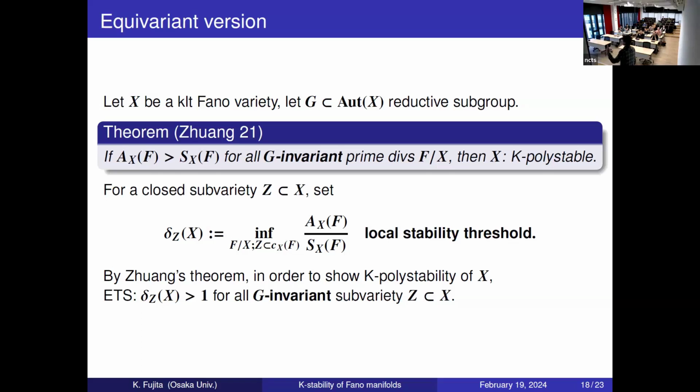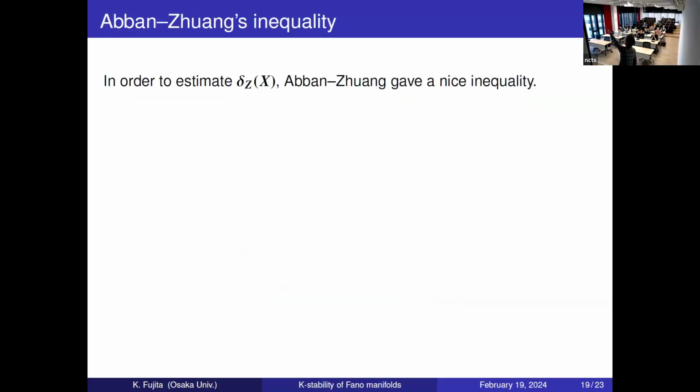It's still a difficult problem, but recently Hamid Abban and Ziquan Zhuang have a very strong theory in order to estimate the local stability threshold from below. Actually, their theory is very huge, and it's very tough to explain, so we restrict the situation. And I remember that I already explained Abban-Zhuang's theory two years ago via online in Taiwan.